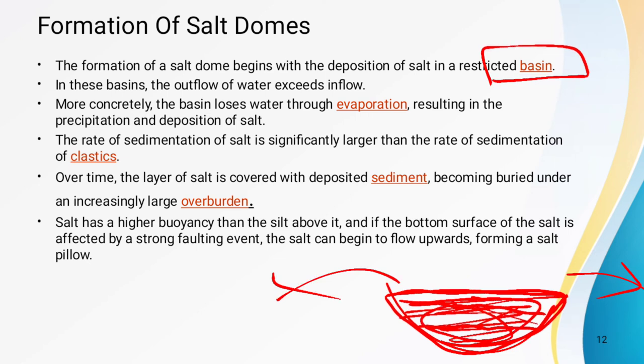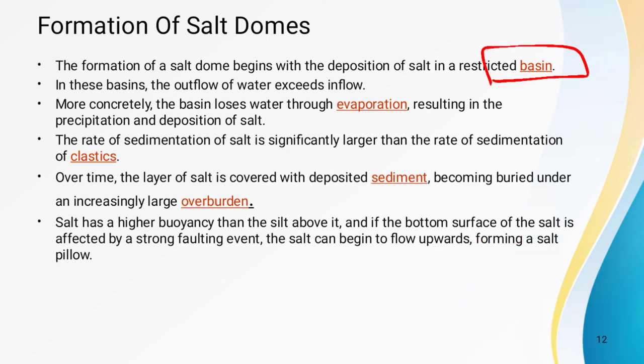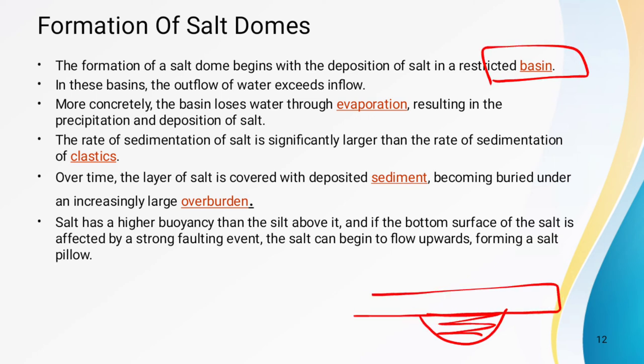Over time, the layer of salt is covered by deposited sediment. Salt has higher buoyancy than the silt above it. Since salt has buoyancy, it can float. If the bottom surface of the salt is affected by a strong faulting event, the salt can flow upward, forming salt pillows.